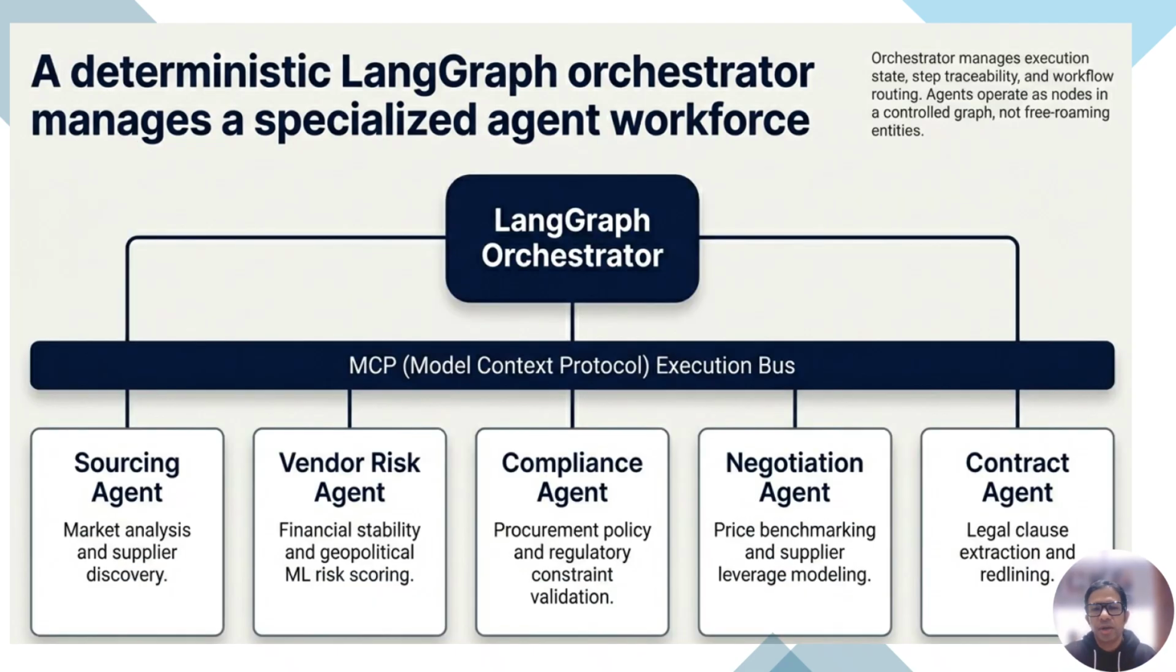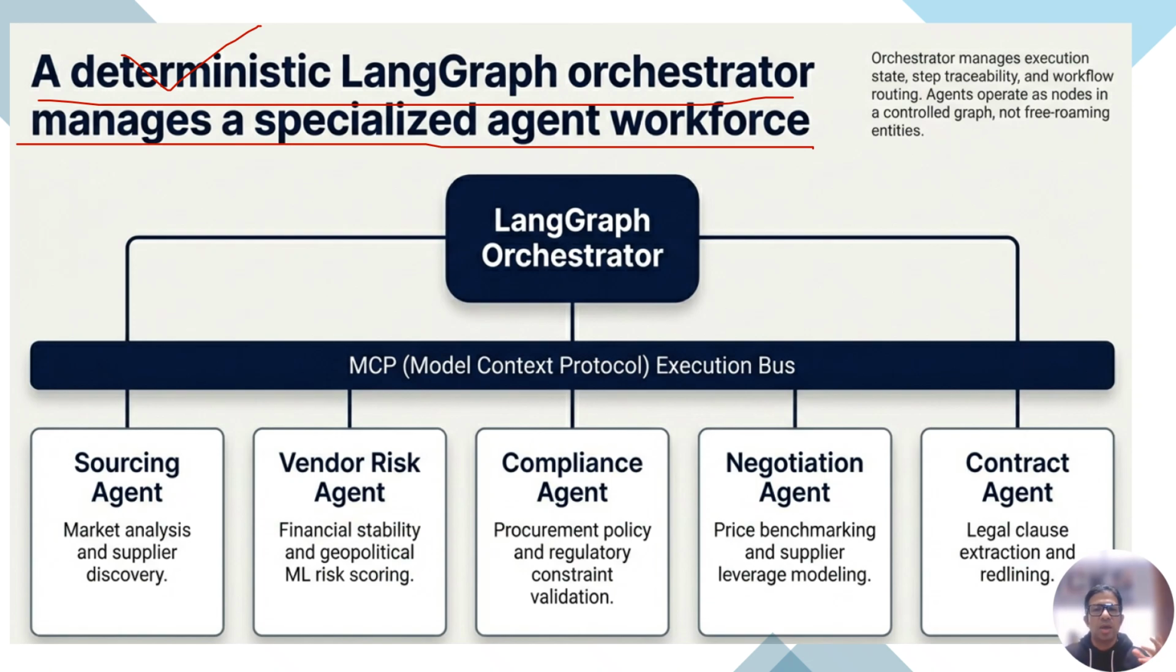Now we are entering the agentic core of ProcureMind OS. This slide explains something that most people miss when they build agents. Control. A deterministic LangGraph orchestrator manages a specialized agent workforce. The key word here is deterministic. This is because in procurement we cannot have free roaming agents doing random actions. We need a controlled workflow with traceability, approvals, and predictable execution.